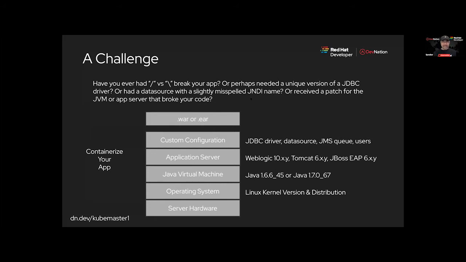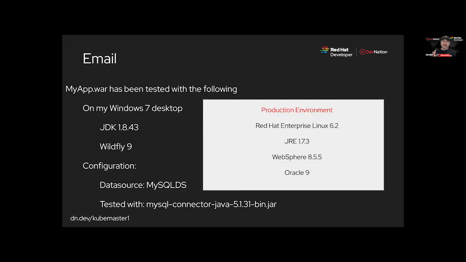Okay. But this concept, this challenge that you see here, this was hard. This was really problematic for all of us. As a matter of fact, the way we solved it was by sending an email. Now, some of you, I know you folks are super cool, you didn't send an email. You had a wiki page instead, but you would basically email or update the wiki page to let your QA team know what it took to run the app.